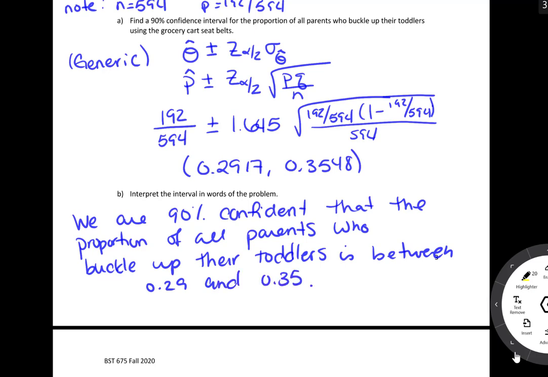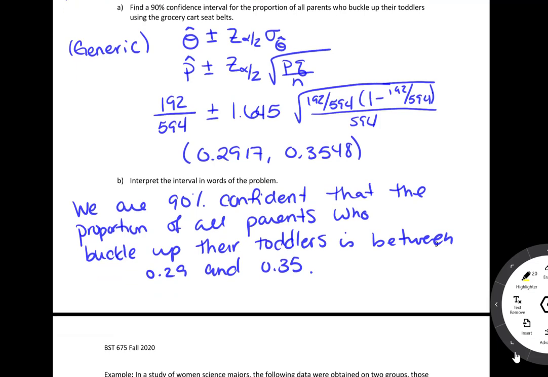So we are 90% confident that the proportion of all parents who buckle up their toddlers is between 0.029 and 0.035. And then of course we could have said percentage instead of proportion and given the percentages there.